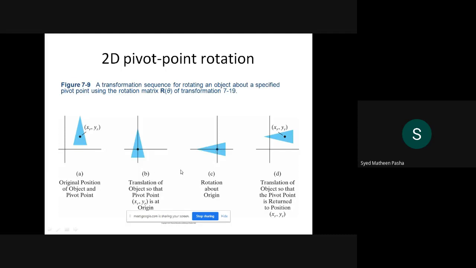Why are you using translation after rotation? Because you want to move the object which you have got after rotation to the original position of the object. Now, the resultant as well as the initial object, you can see the initial pivot point is the same, just the object has been reversed with the help of translation as well as rotation. So that is the general two-dimensional pivot point rotation.